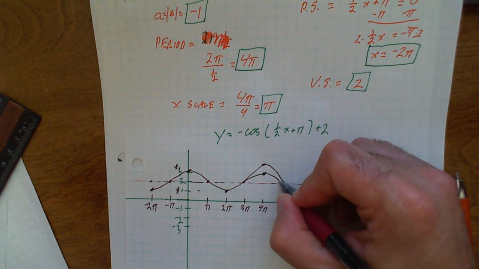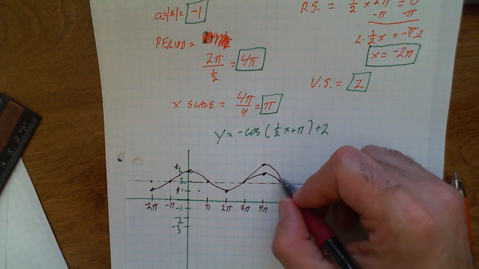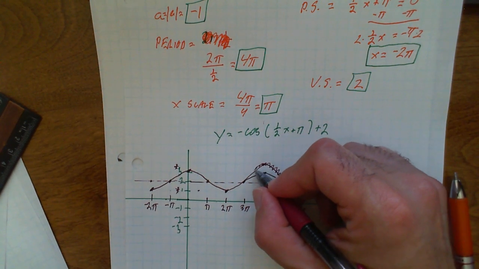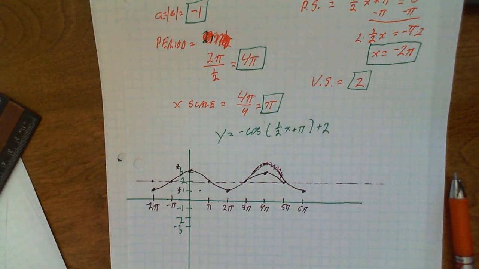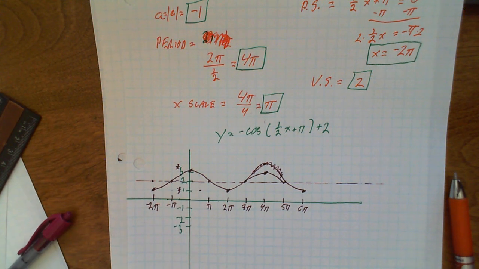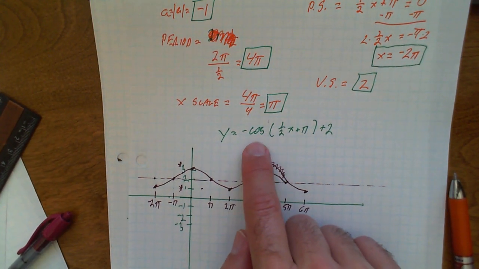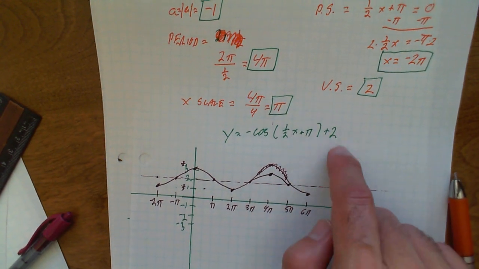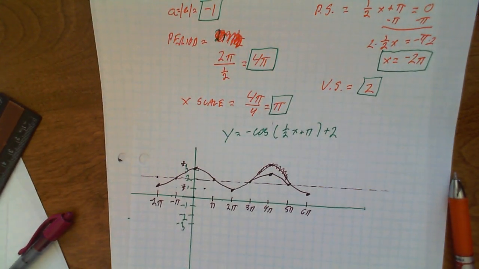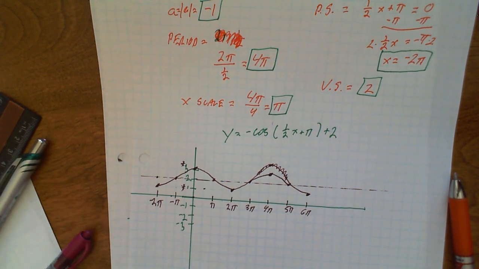Sorry, this is why I don't like it in pen. That's up 1 scale, not 2, right there. Anyway, that's what it should look like. That's how you graph y equals negative cosine times 1/2 x plus pi plus 2 with your parameters. That is going to be a test question, okay? That's as hard as it's going to get.